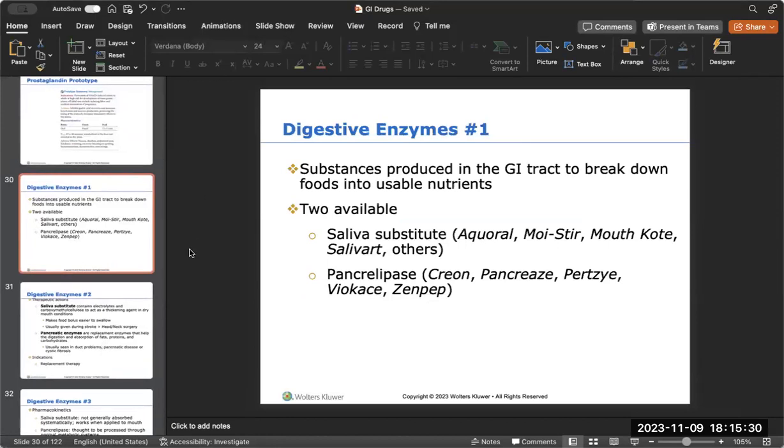Then we have digestive enzymes. Digestive enzymes, we have different ones. We have saliva substitutes and we have pancrelipase substitutes. Now, these are really important because sometimes we have patients that have problems with being able to absorb nutrients, and we give them these substitutes to help with that.